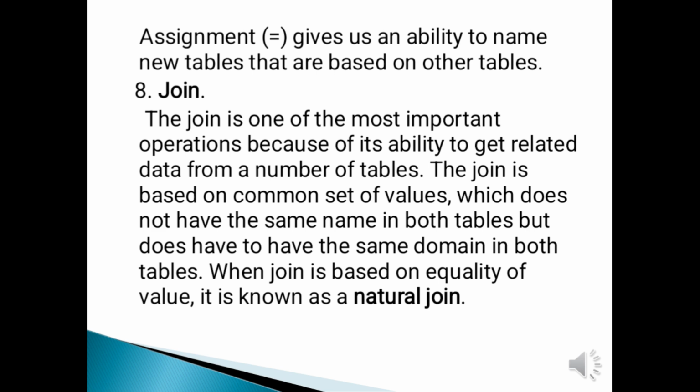Next one, join. Join is one of the most important operations because of its ability to get related data from a number of tables. Join is based on a common set of values which does not have to have the same name in both tables but does have to have the same domain in both tables. When a join is based on equality of values, it is known as a natural join.